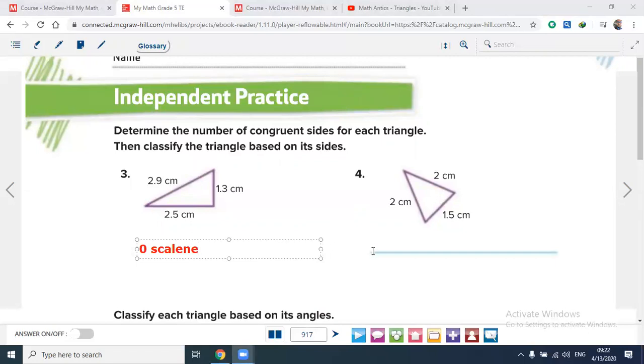Okay. Number 4. How many sides are congruent?